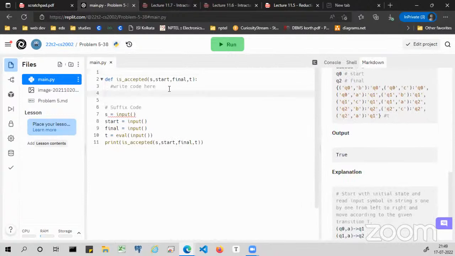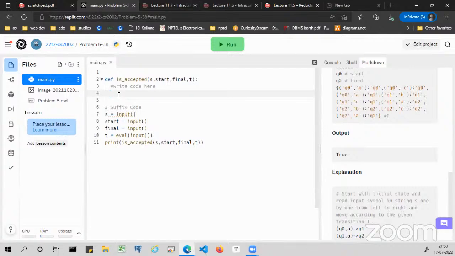It takes some time to think about the code and write it, but the concept is very simple and not very difficult in coding. You just have to think about it a little bit. I have the is accepted function, already mentioned. You have to write the is accepted function, which takes T as the transition function configuration, start and final as the two states, and S as the string from which we will pick the consecutive characters.